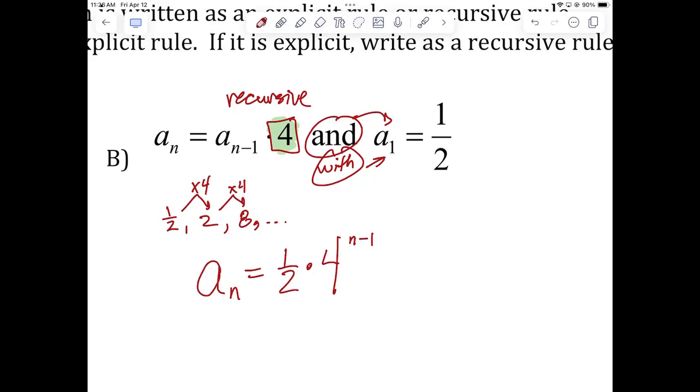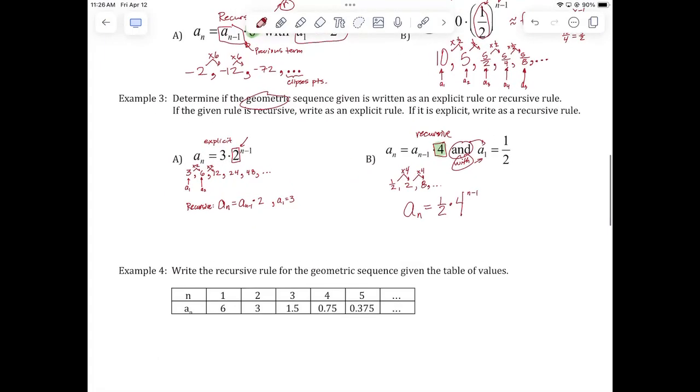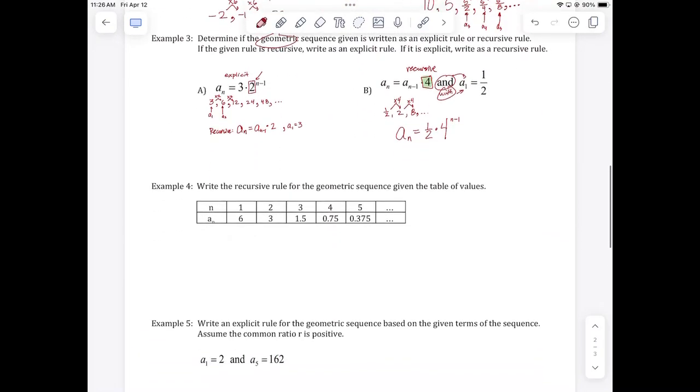Comments, questions? So far, so good? Geometric is multiply or divide to get the next term. All right. Oh, look, we've got 2 more examples. Can we squeeze them in?